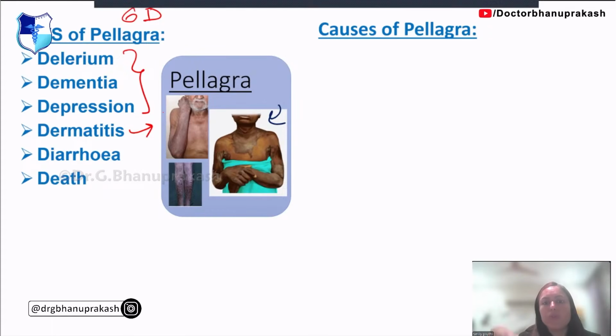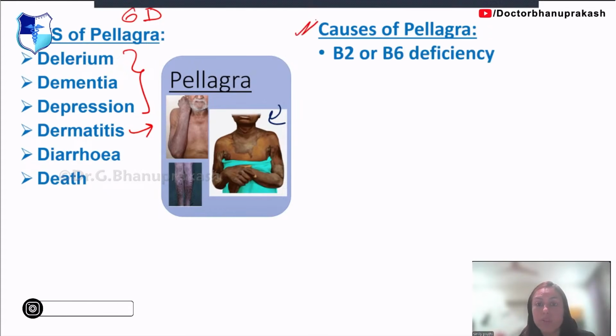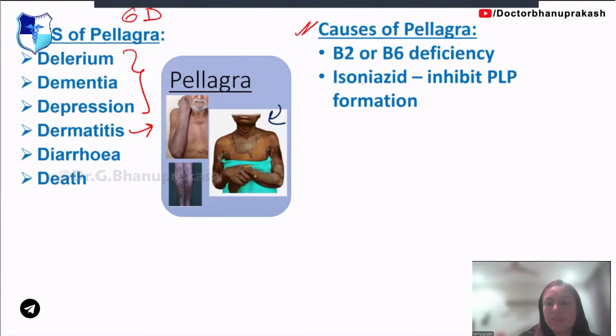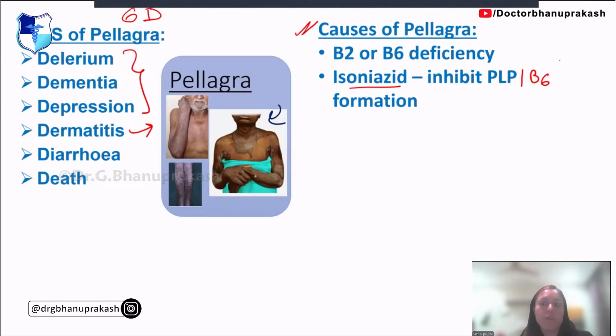Then coming to the causes of pellagra. See, I told you B2 and B6 are required for making B3. So B2 or B6 deficiency will also lead to pellagra. Isoniazid is an anti-tubercular drug, we all know. It inhibits B6 formation, that is the active form of B6, PLP, pyridoxal phosphate. So if this inhibits B6 formation, obviously it will lead to pellagra.